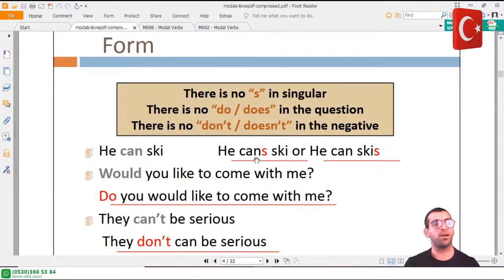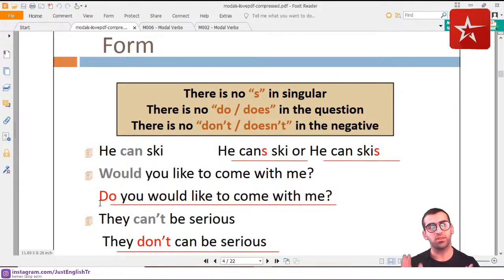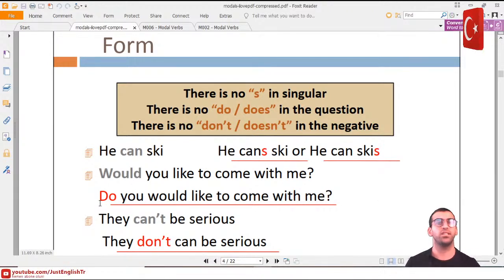And would you like to come with me? We don't use any auxiliary verb with modal verbs. We just use the modal verb itself, like would you like to come with me, not do you would like. So we don't need to add s. There's no do or does in the question. There's no don't and doesn't in the negative.